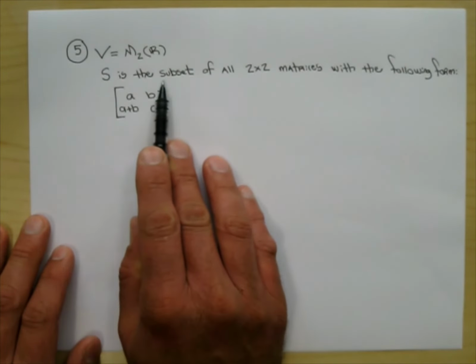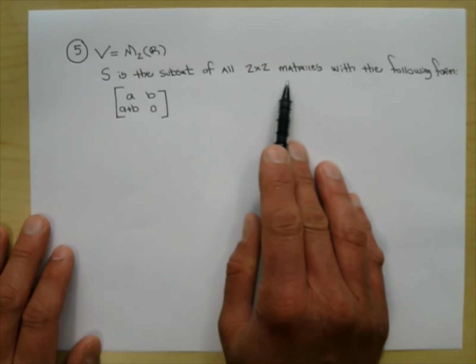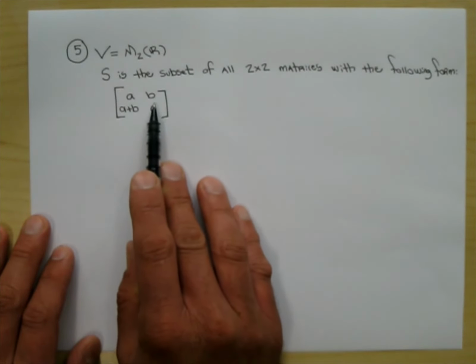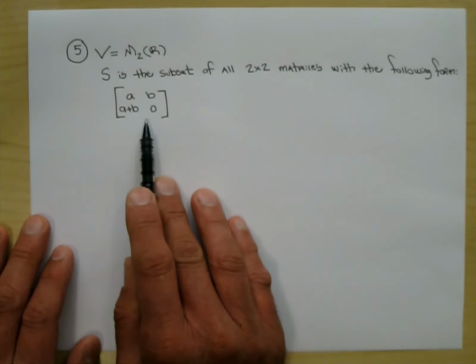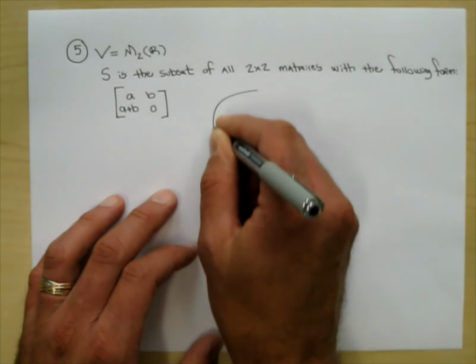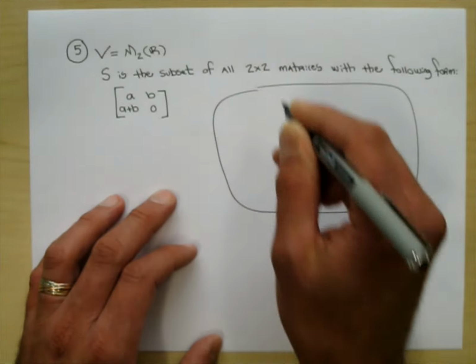S is the subset of all 2 by 2 matrices with the following form. So this is what S looks like. Okay? So, S contains... So let's draw our picture here. It was too big. Oh well.